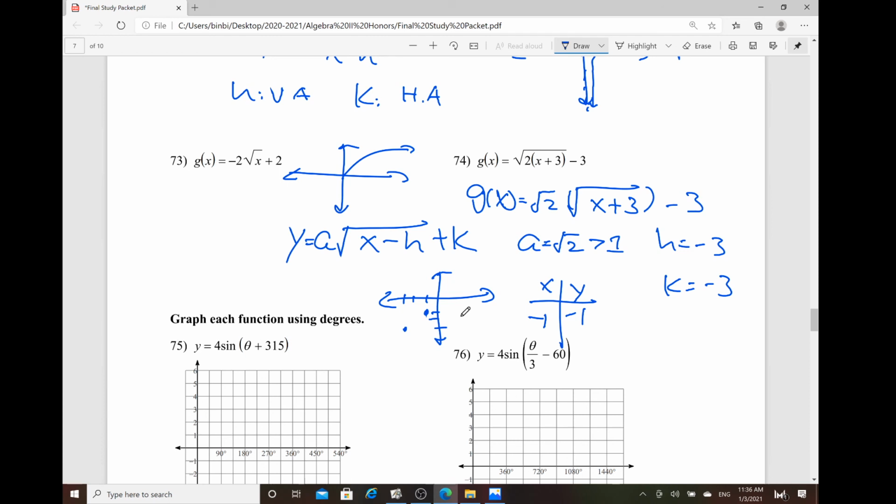And also get another point. Let's see, to make it a perfect square number, what about 5? Okay, so x equals 5. So 5 plus 3 is 8. 8 times 2 is 16. So the square root of 16 is 4. 4 minus 3 is 1. So 5 comma 1. So it's all the way up here. Again, it's a half sideways parabola. Just like that.